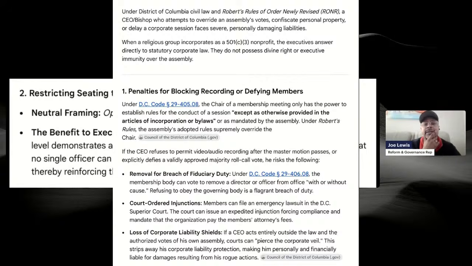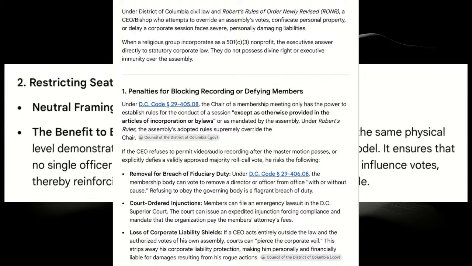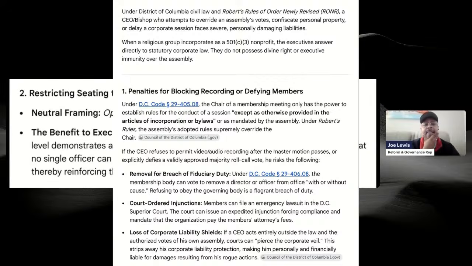Under the District of Columbia civil law and Robert's Rules of Order, a bishop who attempts to override an assembly's votes... Let's go to the next frame. Oh, no. Let's stay here. The penalties for blocking, recording, or defying members. The penalties here.